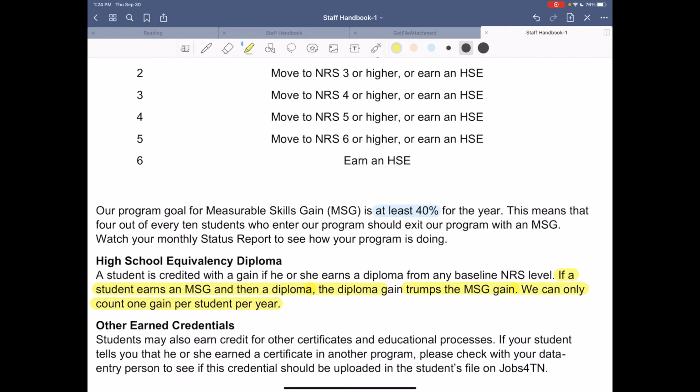So if your student gets, let's say, on the TABE test, a post-test gain in February, and in May he passes the HiSET, you would not get to count both of those. You would only get to count the HiSET because it is a higher level gain. Let's say that your NRS level 1 student makes a gain to level 2, and then 40 hours later makes a gain to level 3, you only count the higher gain, not both of them, unfortunately.